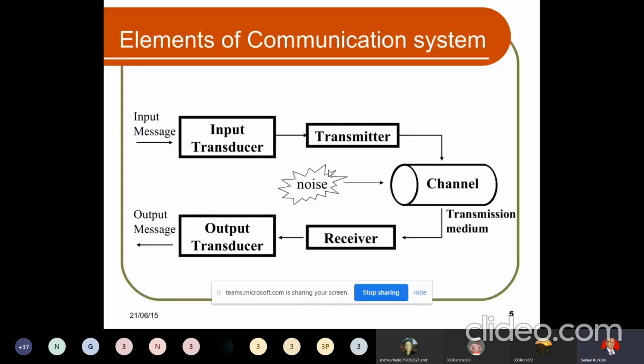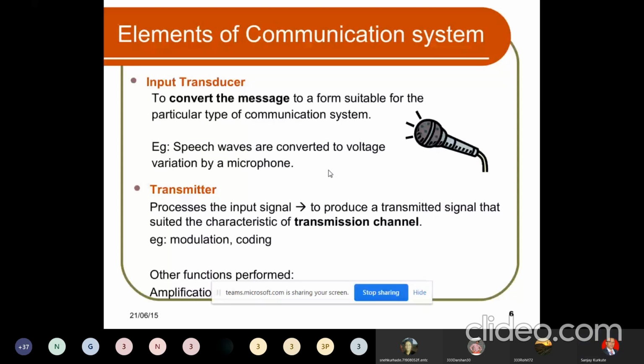Let us come to the first block, that is the input transducer. It converts the message to a suitable form for the particular type of communication, that is, speech waves are converted to voltage variation by the microphone. So in the microphone we are using a diaphragm, correct? The diaphragm is used as a sensor part, whereas afterwards the transducer part will come in the picture, and the electrical signal is produced. So the microphone, or mic, is used for conversion of voice to electrical signal, voltage variation, like this.